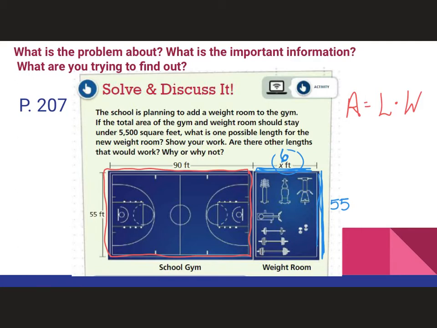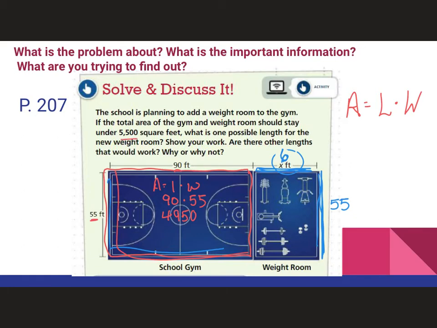To find the area of the gym part, I'm going to do the length times the width. The length is 90, and the width is 55, or vice versa. Maybe you thought this was the length and this is the width. It doesn't matter, they're interchangeable here. So the area of just this room would be 4,950.